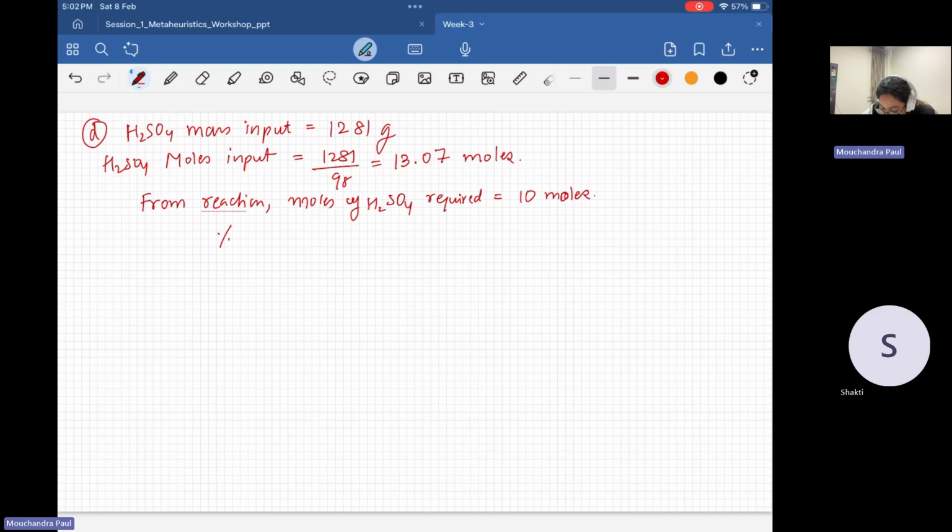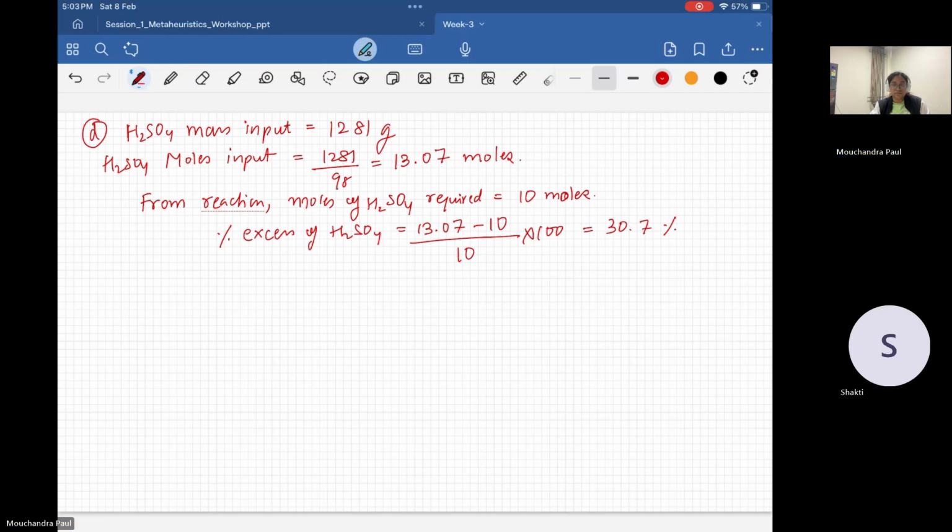So percentage excess of H2SO4 is equal to 13.07 minus 10 divided by 10, multiplied by 100. Sorry, I always forget to multiply with 100. This will be 30.7%. Okay, is it clear? Yeah.